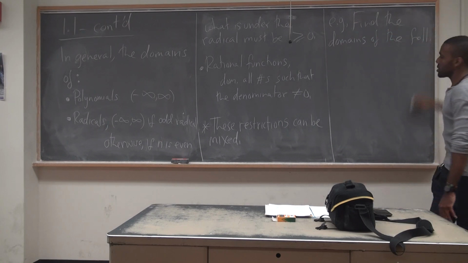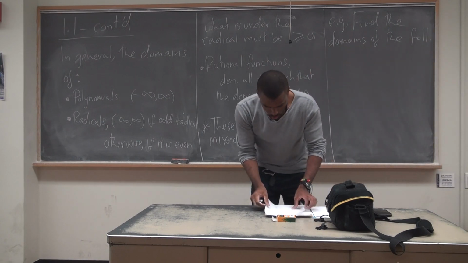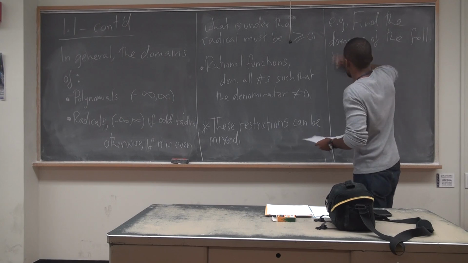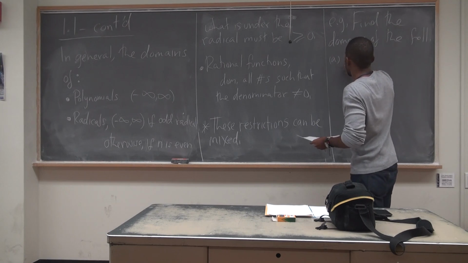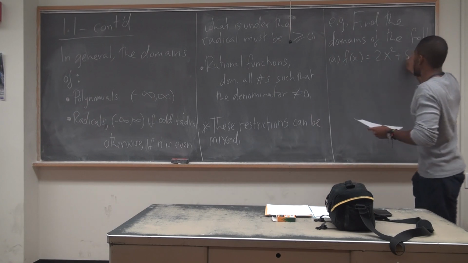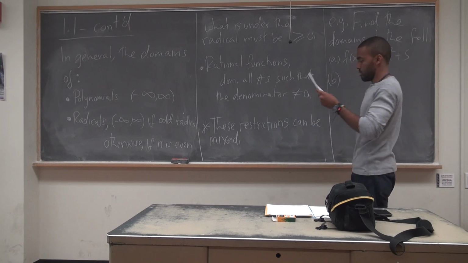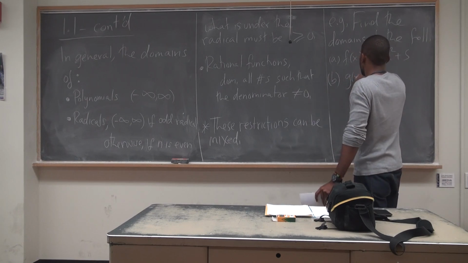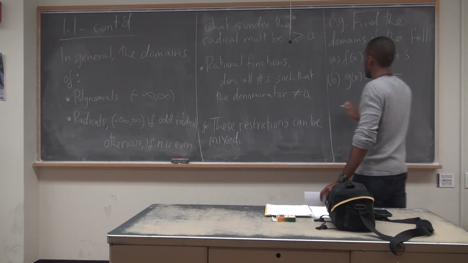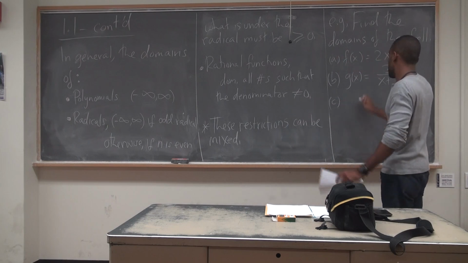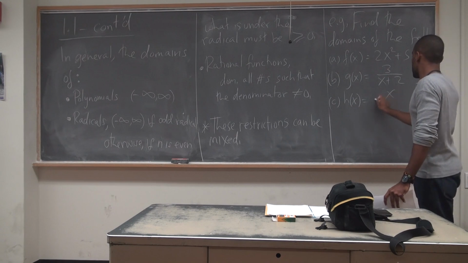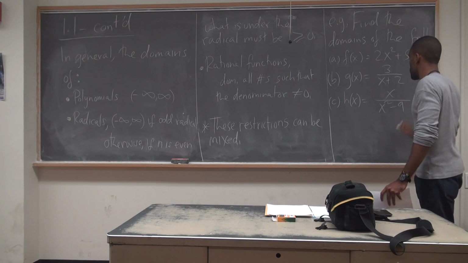Let's find some domains. Find the domains of the following. A: f of x equals 2x squared plus 5. B: g of x equals 3 over x plus 2. C: h of x equals x over x squared minus 9.